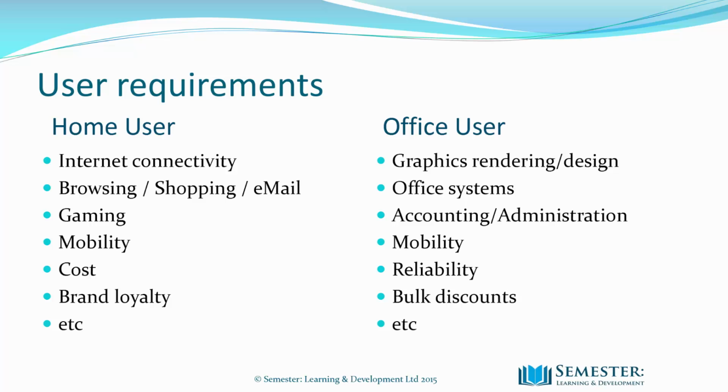So again, these requirements will come into play along with physical requirements, so requirements over the asset itself. Again, mobility comes in. Will they be on the road a lot? Reliability is a very common one for office users. Nobody wants to be trying to do their job with an unreliable device. And of course, for larger companies, where they may be buying hundreds or possibly even thousands of computer systems, the ability to negotiate bulk discounts can have a big impact on the choice of device.